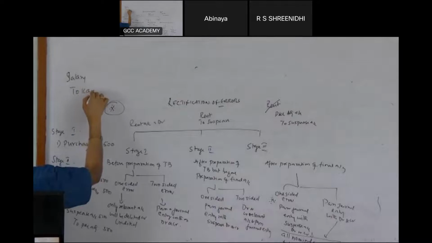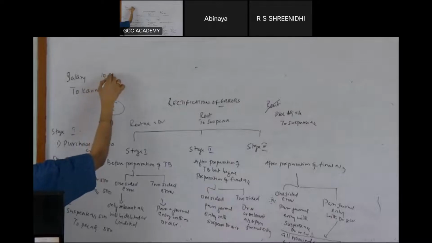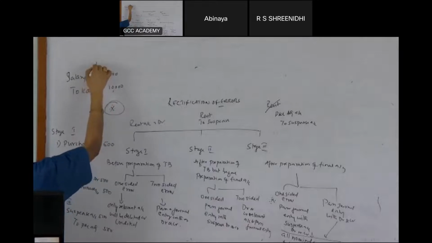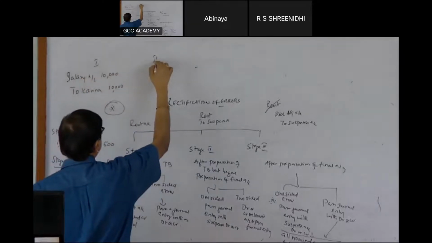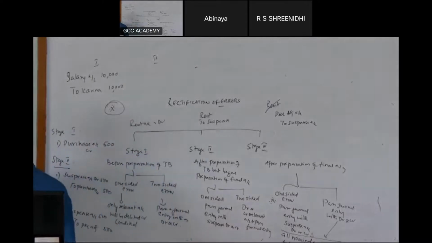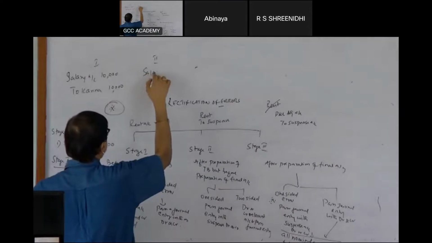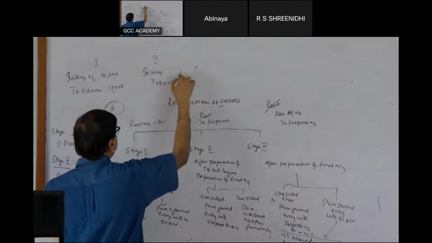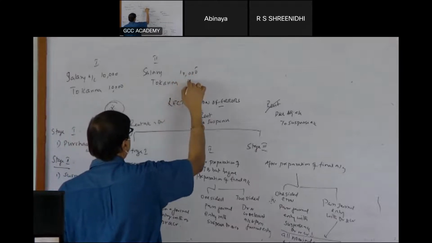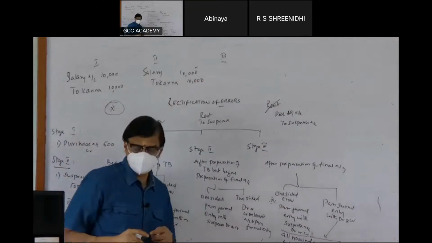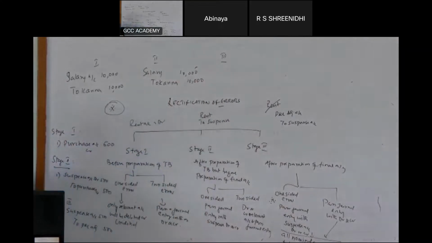Salary to. So this is the rectification entry in stage 1. Correct? Stage 2, what is the entry? Same. Stage 2, what is the entry? Same. Salary to Karina. Third stage. What will be the entry for the third stage?